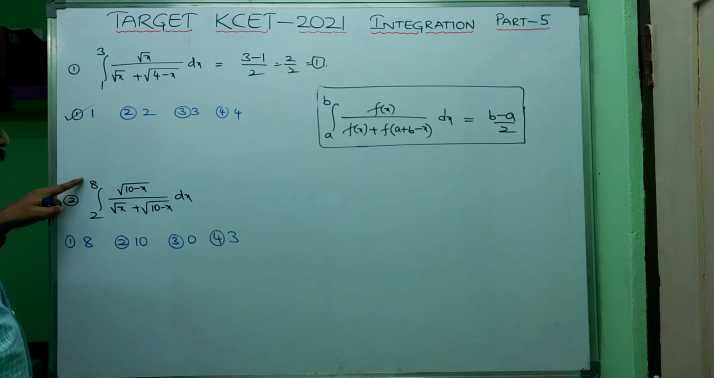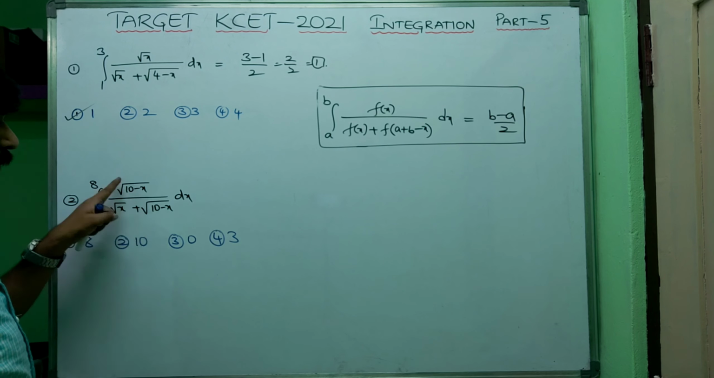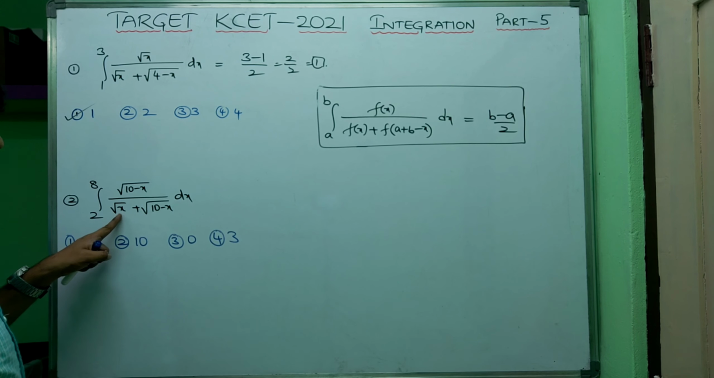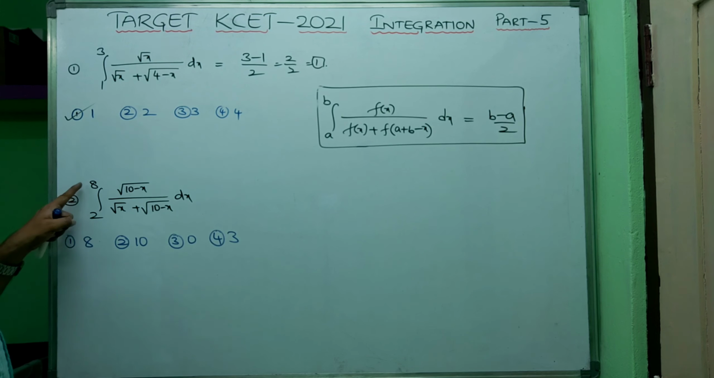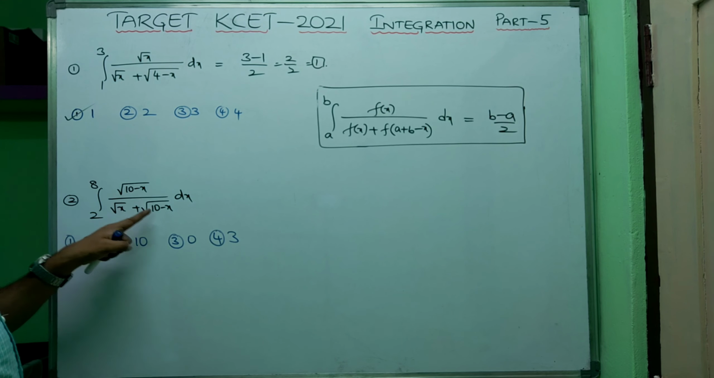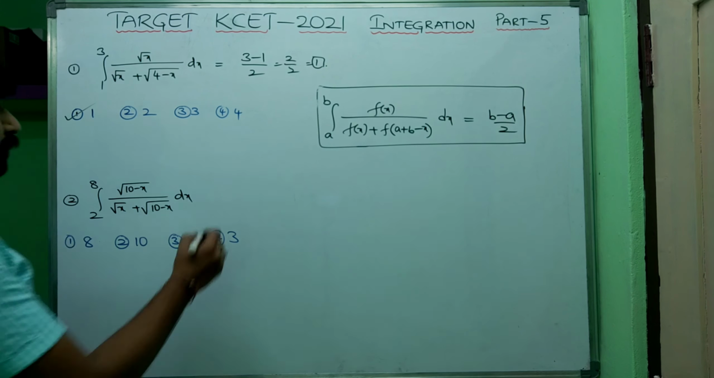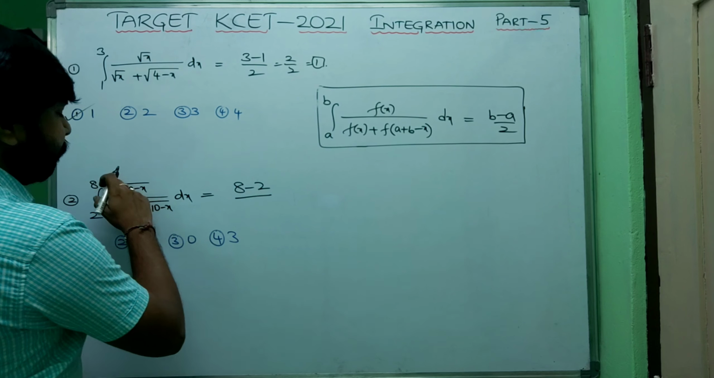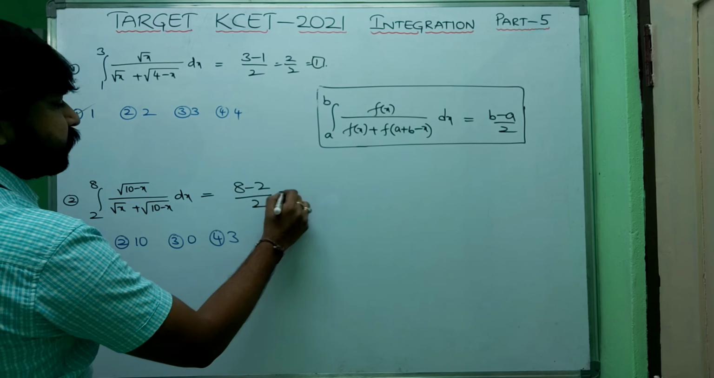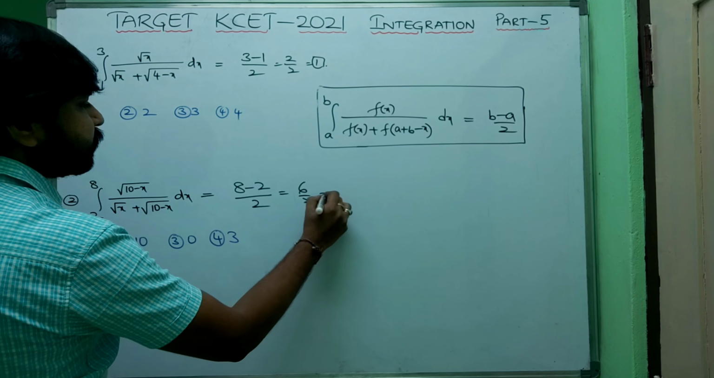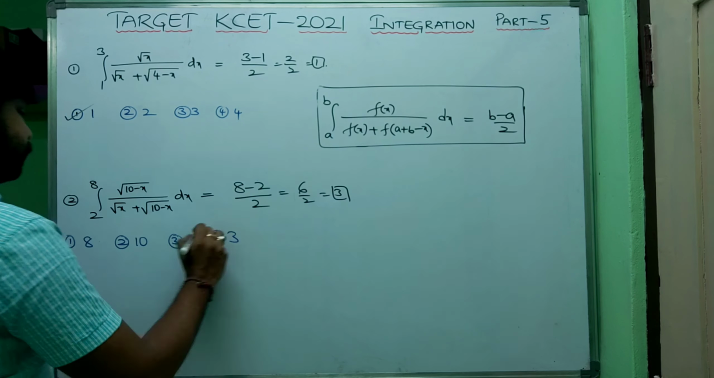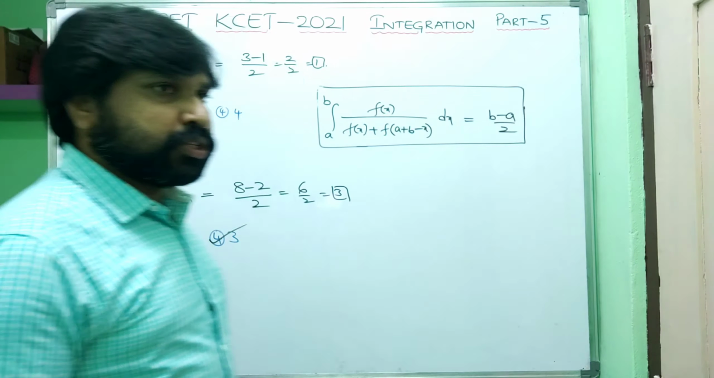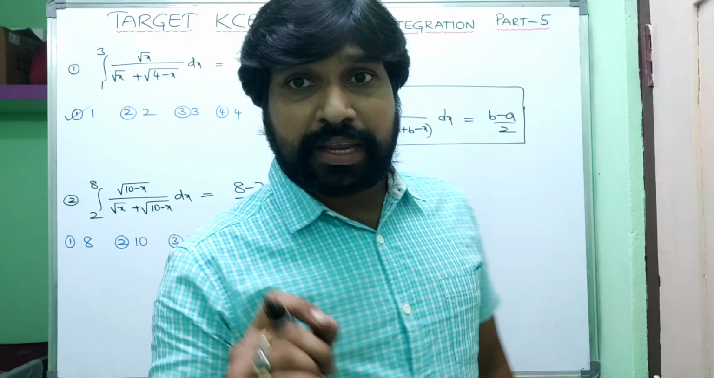Integral 2 to 8, root 10 minus x, so f of x. This can be written as the square root of lower limit plus upper limit, 10, minus of 10 minus x, that is x only. Then this also satisfies the same condition, so you can directly write upper limit minus lower limit by 2, 8 minus 2 by 2, which is 6 by 2, and hence the value is 3. So 3 is the answer. This kind of questions you can attempt very easily.